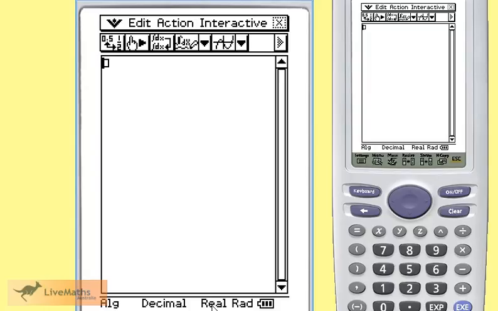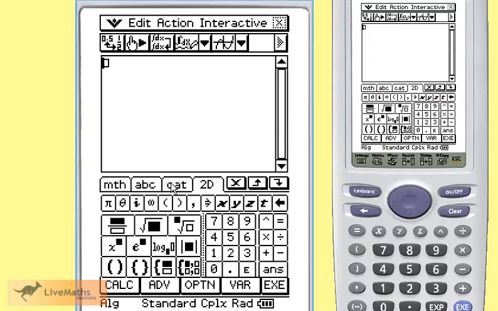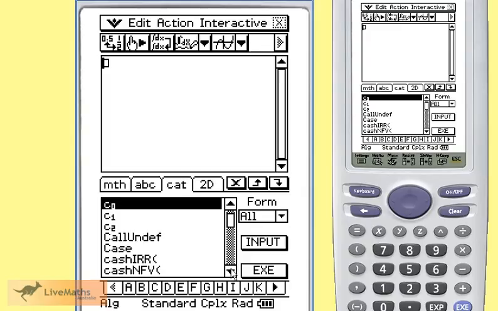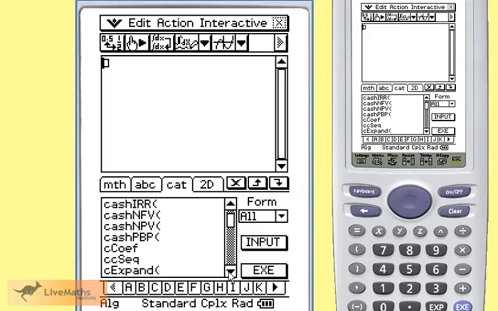We want to use the cExpand function, so it's best to make sure that we're in complex mode and check that we're in radians. I also want to be in standard so that I get fractions in the answer. So we want to find cExpand: go to category and C, and then scroll down until you find cExpand, which you can also find in the action menu, and then we want to put in our expression.